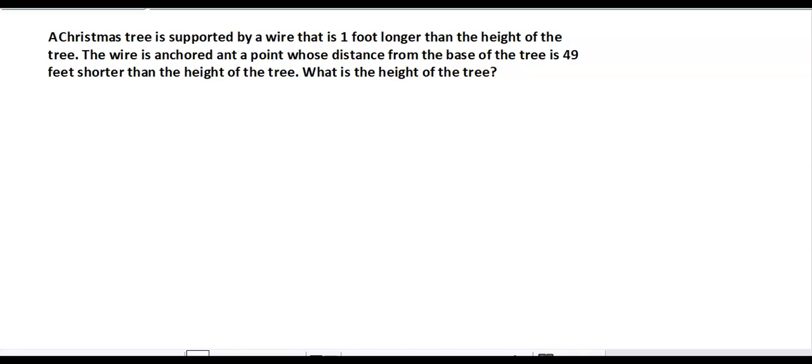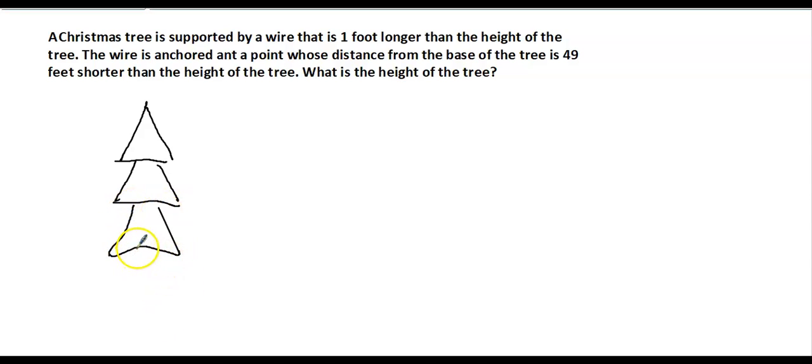Okay, there's a lot going on there. In this case, the first thing I would do is simply draw a picture to try to figure out what's going on. So they've given us that there is a tree. So let's draw a tree. Okay, we've got our tree, and it is supported by a wire. And that wire is anchored a distance from the base of the tree. The base means the bottom, and it's away from the tree.